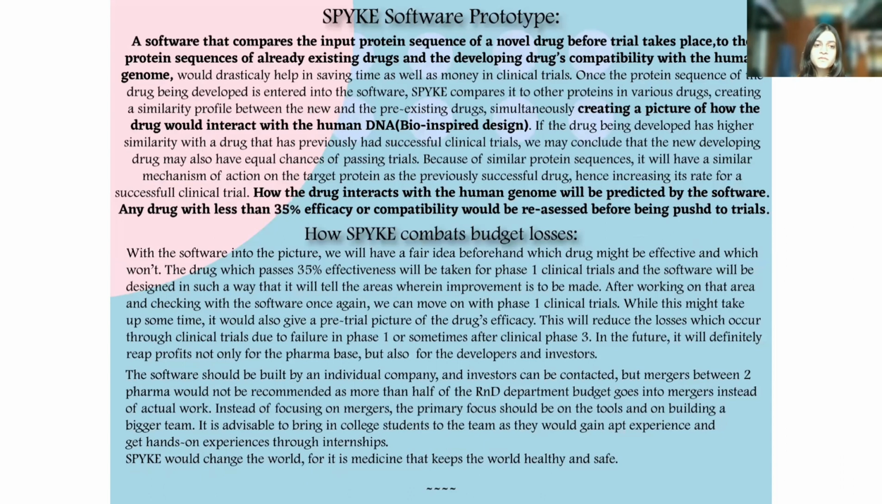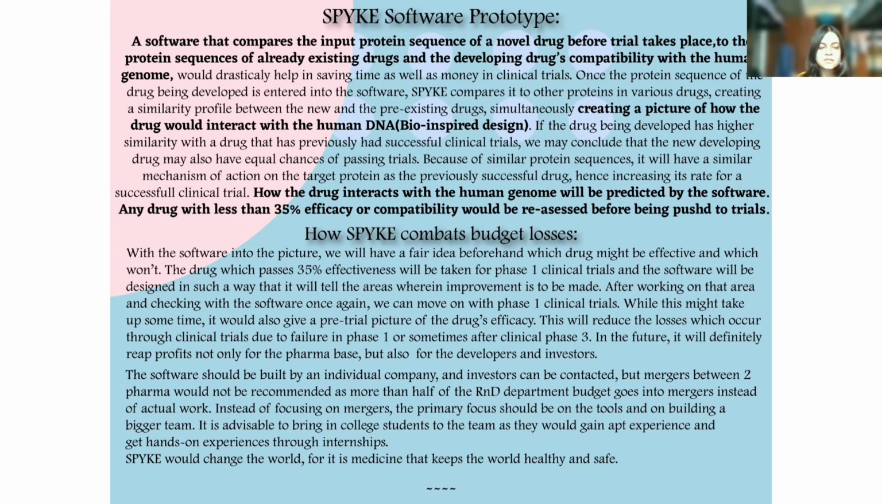Spike is a software that compares the input protein sequences of a novel drug before the trial takes place to the protein sequence of an already existing drug and the developing drug's compatibility with the human genome. Since Spike software has the database of the human genome within its system, it will have an idea of how the drug that you are developing would interact with the human body. Hence, it will predict the efficacy as well as a rough result of what the drug would bring about when it is being used on humans. It would drastically help us in saving time as well as money in clinical trials.